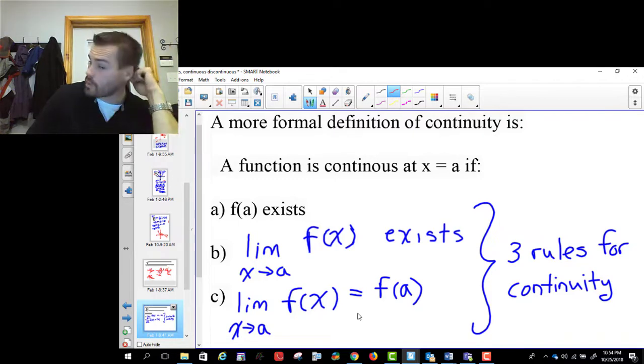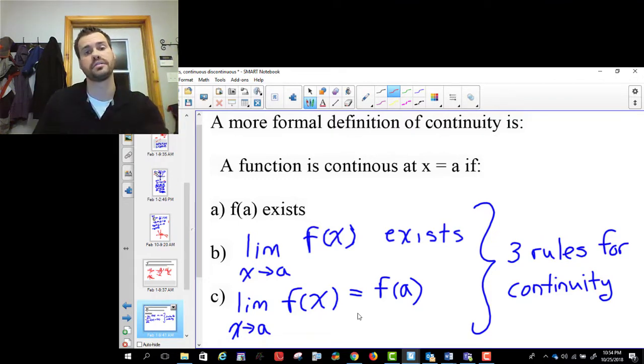So the quick way to remember it, and the way I remember it, is the function has to exist, the limit has to exist, and they have to be equal. That's how I say it, and that's how I remember it. And different discontinuities break different rules, but they go in order. They're a hierarchy. So in other words, if the function doesn't exist, you don't have to check the limit, even if the limit does exist, because the function doesn't.